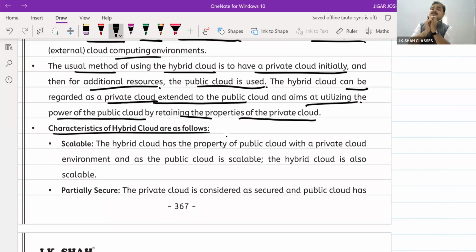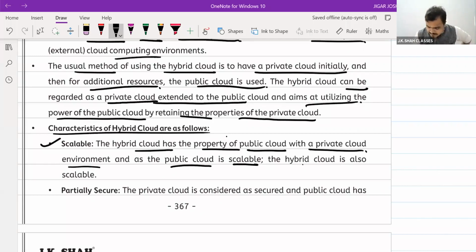Okay, but public cloud is so scalable. If we have 10 GB, we can increase to 30 GB, we can increase to 100 GB. So scalability is available with the private cloud or public cloud? Sir, with public cloud. Do you agree with me? Yes, sir. See this. The hybrid cloud has the property of public cloud with a private cloud environment. As public cloud is scalable, hybrid cloud is also scalable.